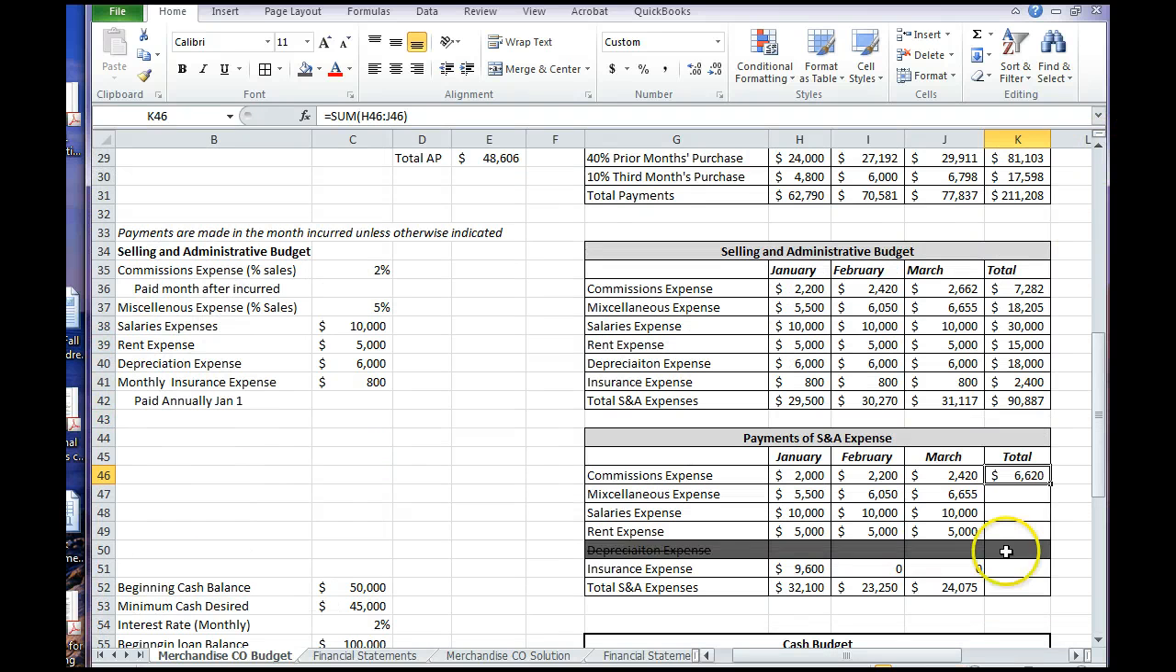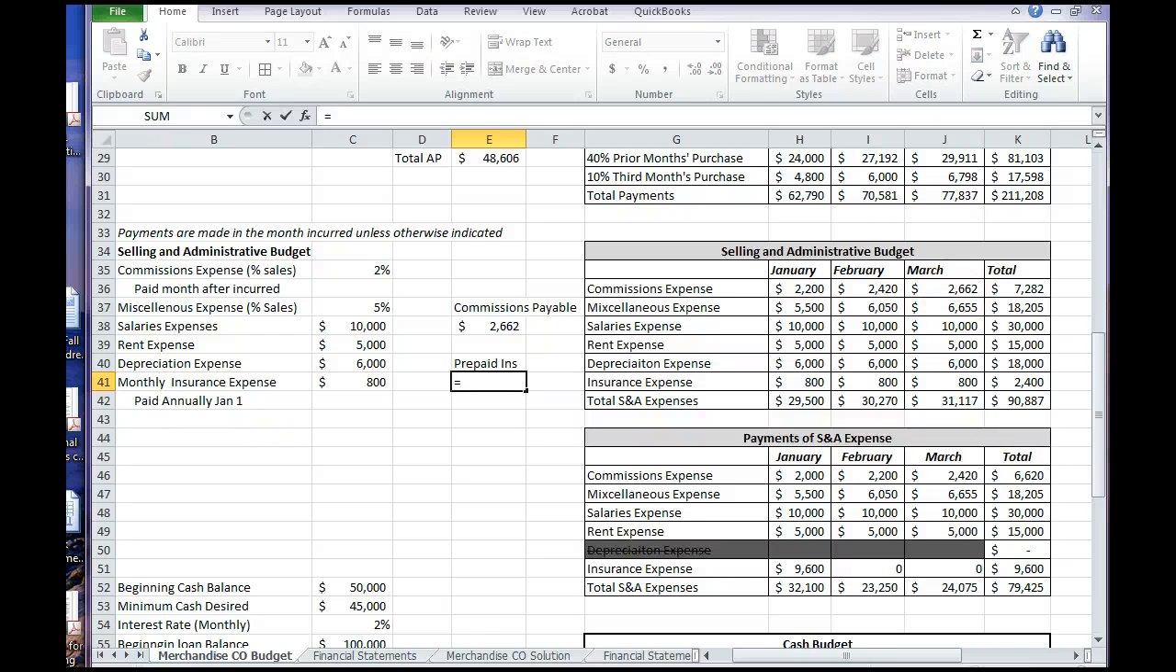All right. Piece of cake. So here we're going to have a payable called commissions payable, and it's going to equal March's commission. So we're going to pay that in April. And we're also going to have prepaid insurance, which is going to be 9,600 minus 800 for January, minus 800 for February, minus 800 for March. Both of those things end up on the financial statements.